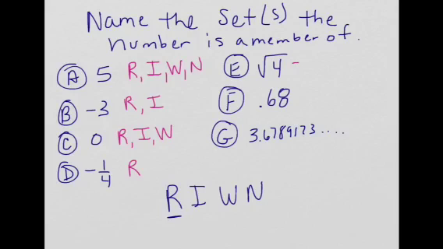The square root of 4 is actually the number 2. So 2 is rational, it's an integer, it's a whole number, and it's a natural number. The decimal .68 is irrational. And 3.678123... ongoing, that never repeats, is irrational.